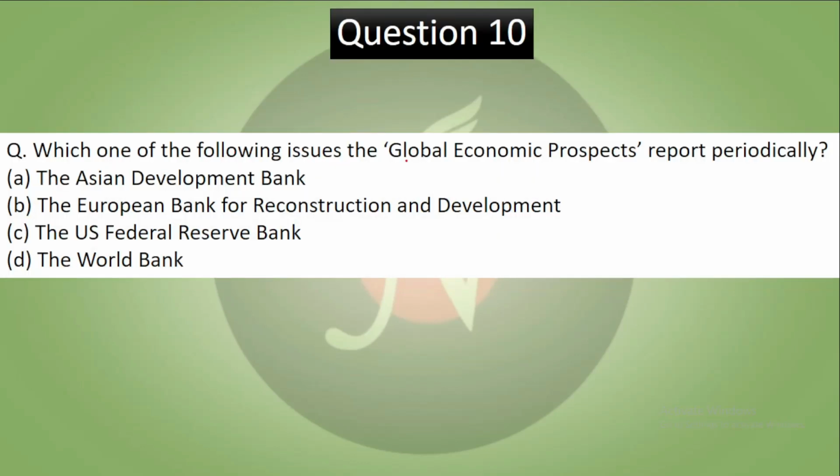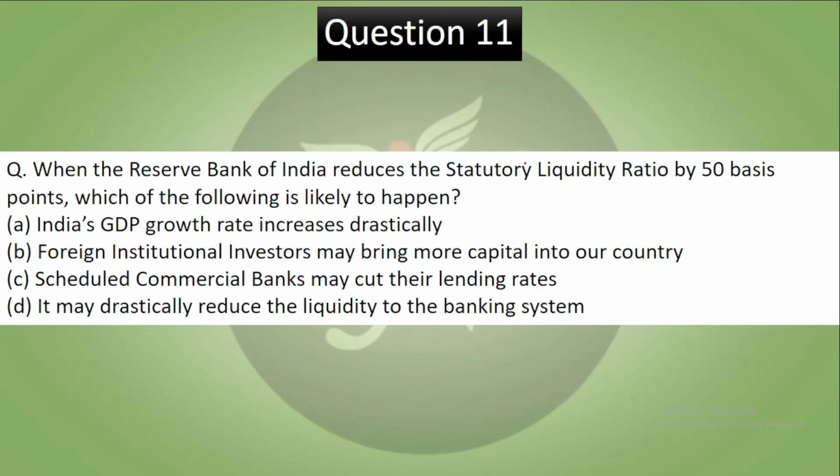Which one of the following issues the Global Economic Prospects report periodically? The Asian Development Bank, the European Bank for Reconstruction and Development, the US Federal Reserve Bank, or the World Bank. Pause the video, try to answer. Now let's see the answer. So the correct answer to this is D. The World Bank releases this report periodically.